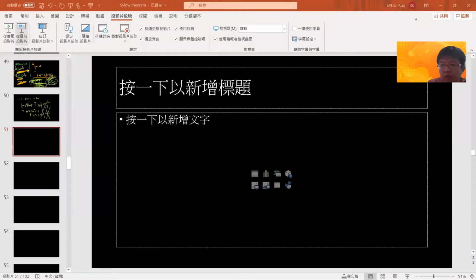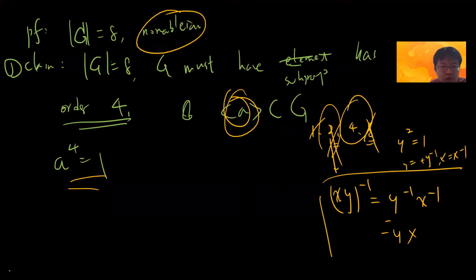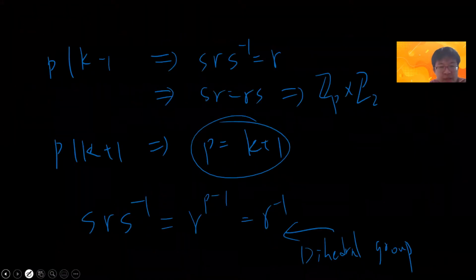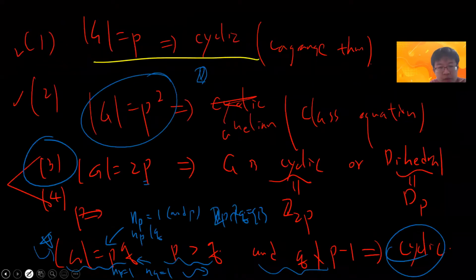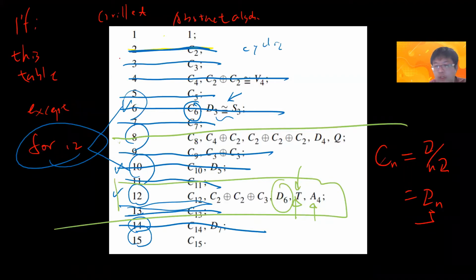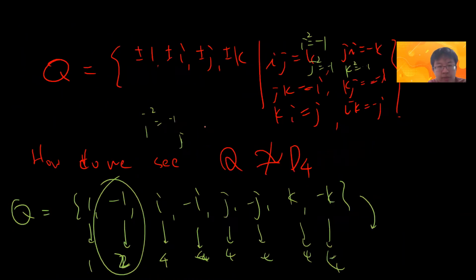Welcome, guys. This is the video about the Sylow theorem application and the classification of small groups. In the previous video, if you haven't seen it, I will post the link below, we classified all the finite groups up to order 15. I left order 12 because the computation is a little bit difficult. So in this video, let's finish this order 12 classification.